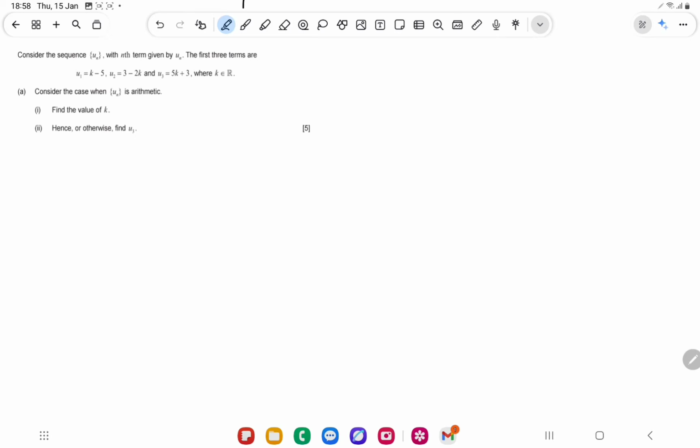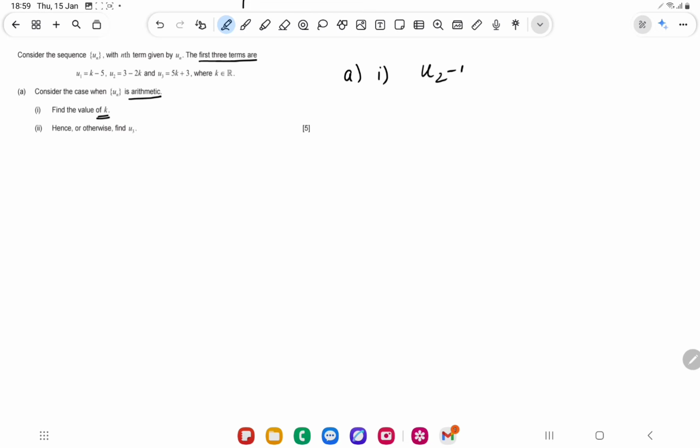Now in this question, we have a sequence. The first 3 terms of the sequence are given to me. For A part, we have to consider that this is arithmetic and we have to find the value of k. So let's start. For k, since it is arithmetic, it means the common difference should be the same.